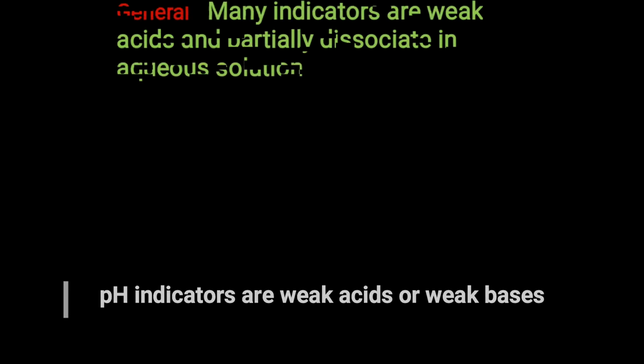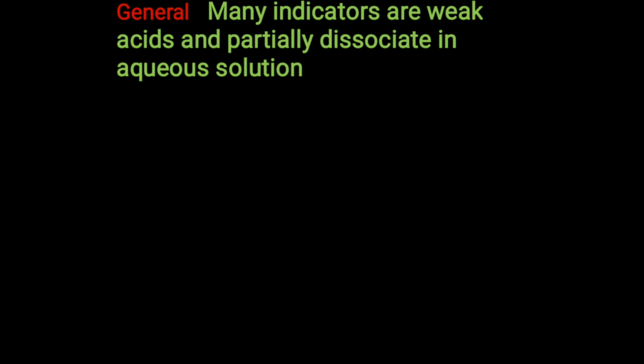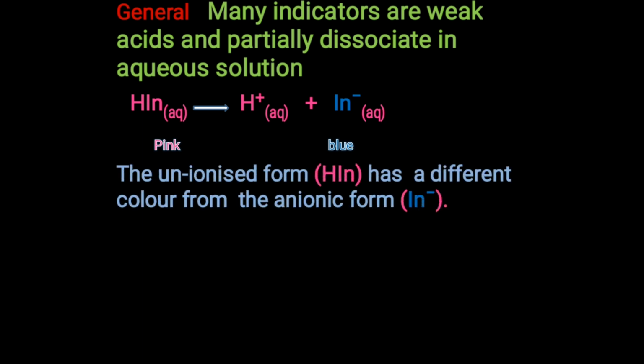In general, pH indicators are weak acids or weak bases which partially dissociate in aqueous solution. Let us consider an example HIN, which is an acid-base indicator, and HIN is a weak acid. It gets ionized as In- when the pH of the medium changes to alkaline. The unionized form HIN has pink color and In- has blue color.